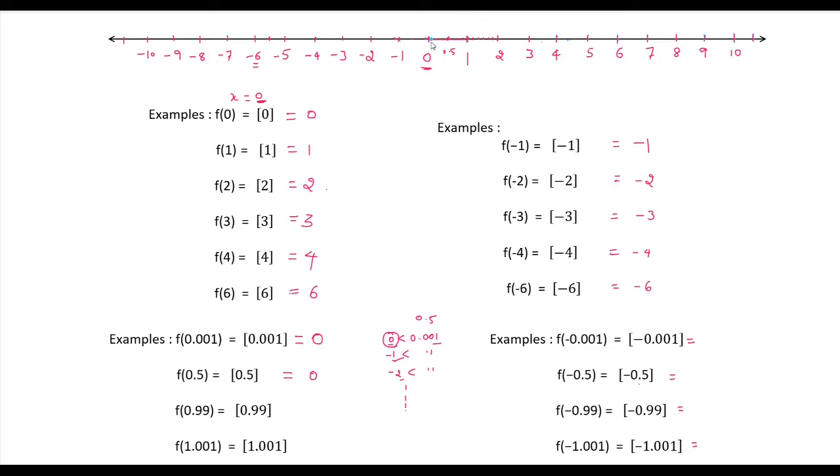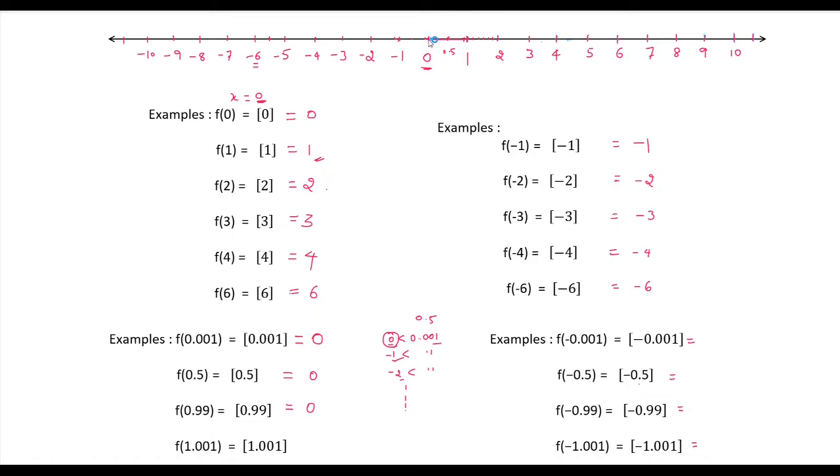So we considered a point close to 0, which is 0.5. Now we'll consider a point close to 1, which is 0.9. It can be 0.999999 also. Even so, the greatest integer less than or equal to 0.99 is again 0. Now the moment x takes the value 1, what is our greatest integer value? It is 1 itself, because it is an integer. The moment it becomes an integer, the greatest integer value assumes the integer itself.